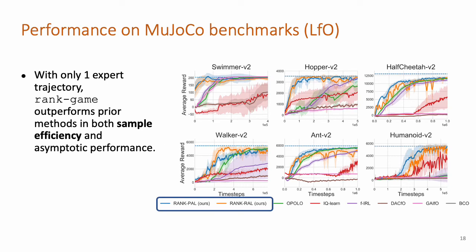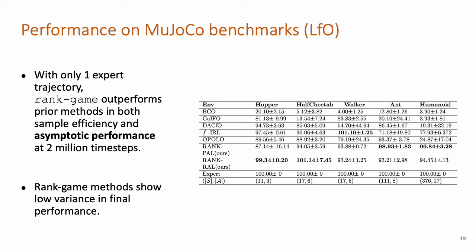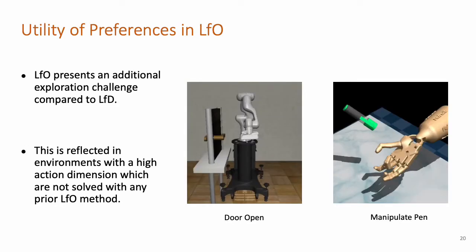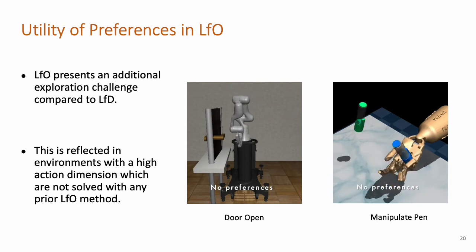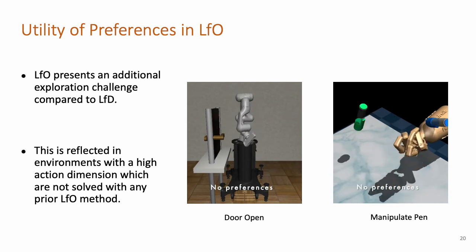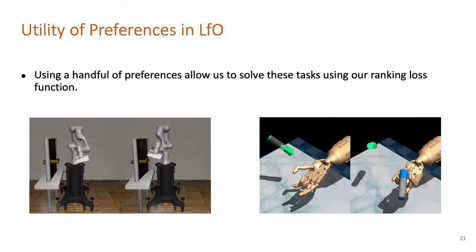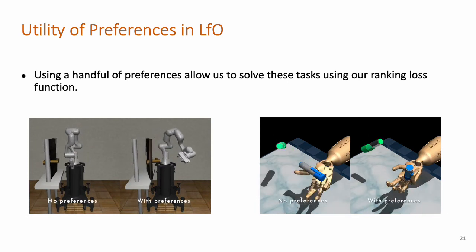Our results in the learning from observations, or LFO, setting indicate that RankGame achieves superior sample efficiency compared to state-of-the-art methods like OPOLO or IQ-Learn. Similar results are obtained for the learning from demonstration setting and can be found in our paper. RankGame also achieves a higher asymptotic performance with low variance compared to previous methods. LFO presents an additional exploration challenge as the expert actions are unavailable. This problem is reflected in high action-dimensional environments where no prior LFO method manages to imitate successfully. RankGame is able to solve these tasks using a handful of preferences.